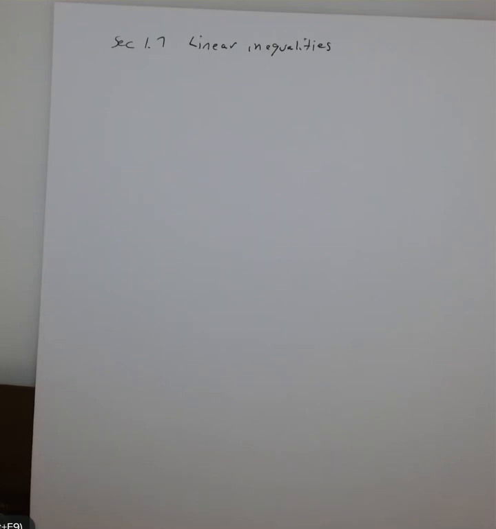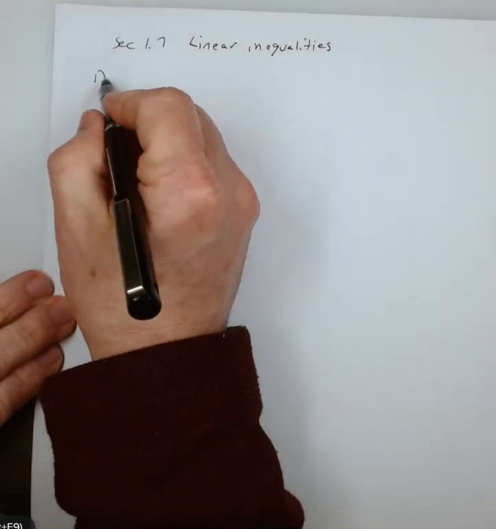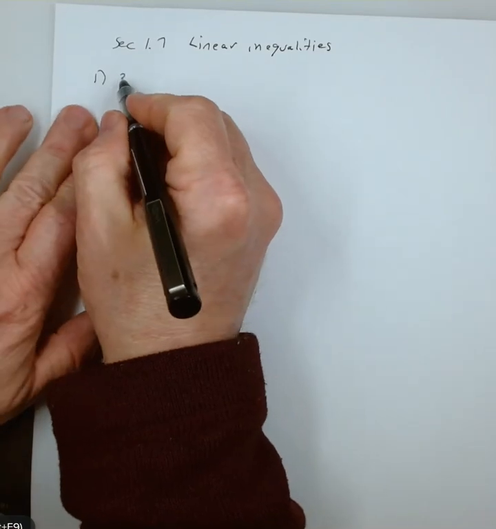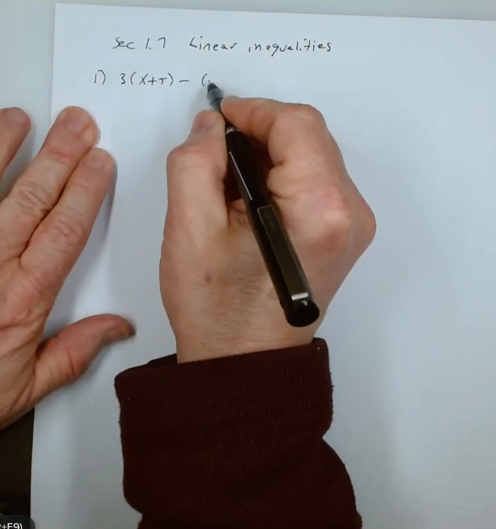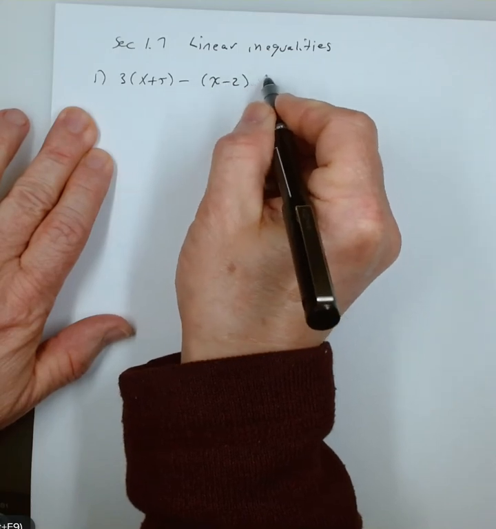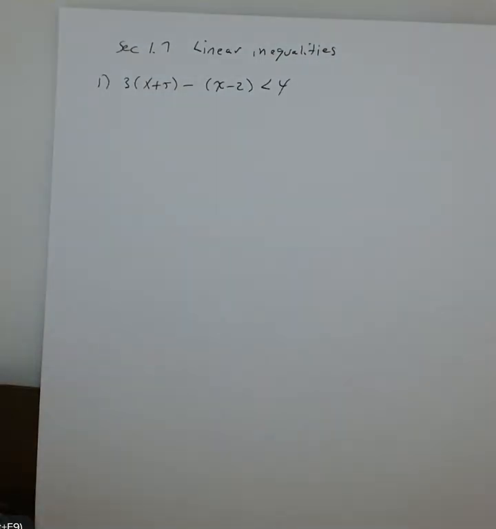So for example, number 1: 3 times x plus 5 minus x minus 2 is less than 4. So that's a linear inequality, not a linear equation, a linear inequality, because you have that inequality symbol, less than.